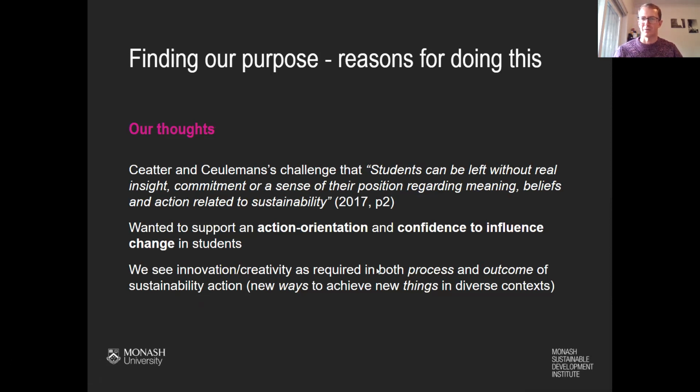And we also really want to develop their skills to innovate and be creative in both process and outcome. And we think that many students have quite a focus on outcomes, and maybe drawing attention to process is an important part of this unit too.